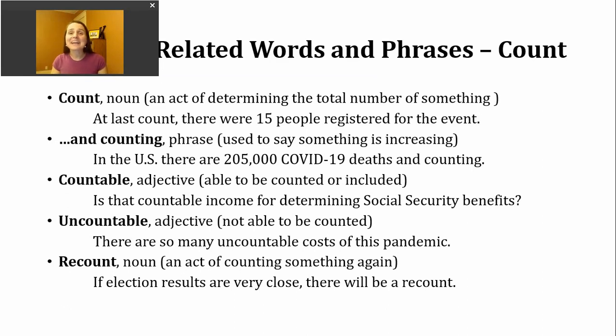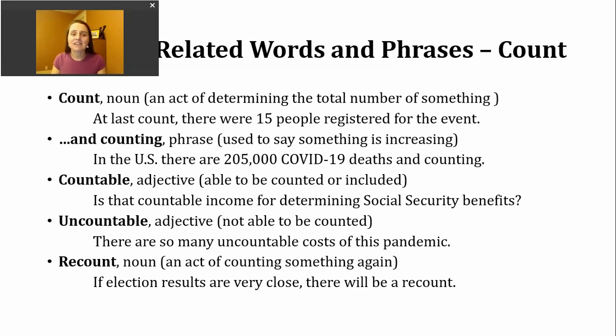The next thing I want to point out is an adjective. It's countable. It means able to be counted or included. Here's an example of this usage. Is that countable income for determining Social Security benefits? Here, this is going to be more connected to the included piece. So, do I include this income as I try and determine what benefits someone may receive?